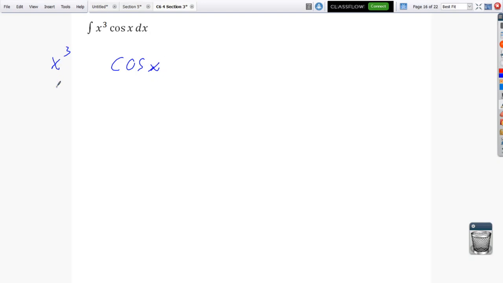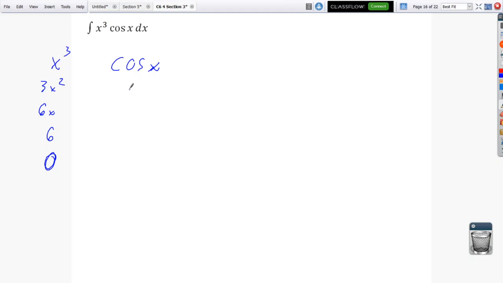I'm going to run down this column until I can't differentiate anymore. 3x squared, 6x, 6, 0. You want to make sure that you go all the way till you get to a 0. Just put 0 down once. If I kept differentiating, I would just keep having 0, so it's useless to go any more.